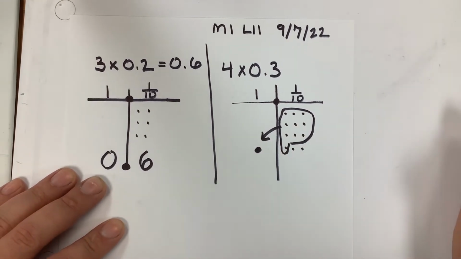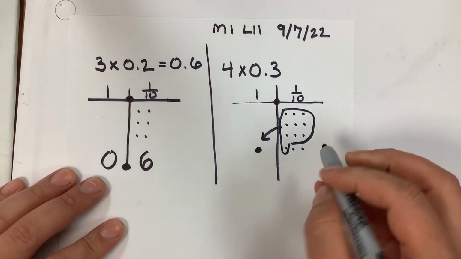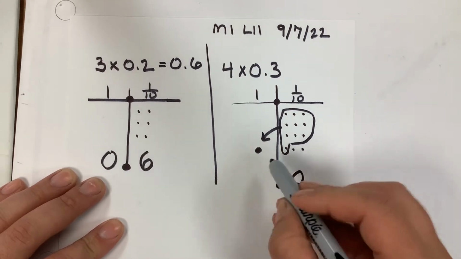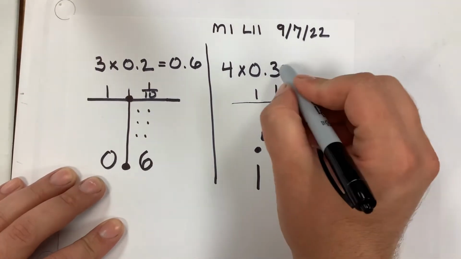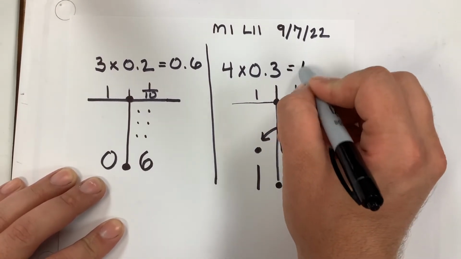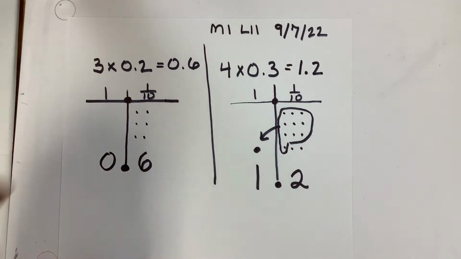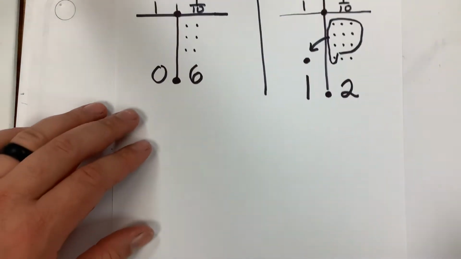I don't need to bundle again, so now I can count how many I have in my place value. So I have 1, 2 left over, decimal, and I have 1 one. So I get 1 and 2/10. So 4 times 3/10 is 1 and 2/10. Pretty simple. Just think of these multiplication problems as copies and then drawing out the copies. So let's ramp it up just a little bit more.